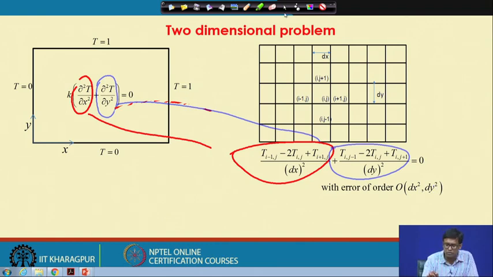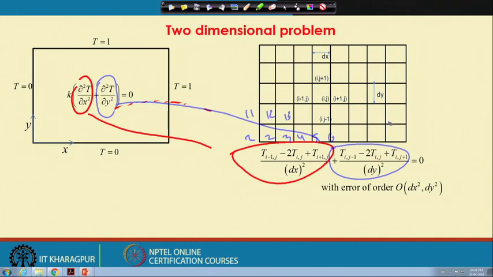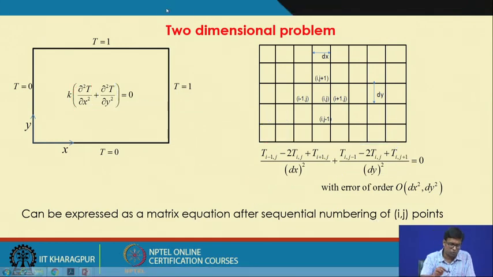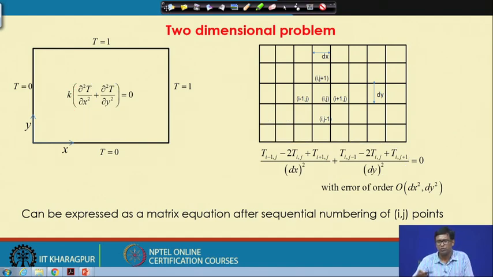And now, if there are m times n points, we will get m times n equations. If we can renumber the points, like 1, 2, 3, 4, 5, 6, say here 11, 12, 13, from ijk to one particular number which will move along the mesh, we can form it as a matrix equation. We can also write this as a matrix equation after sequential numbering of the ij points. So, for both 1D, 2D, and even 3D, we can get a similar matrix equation.